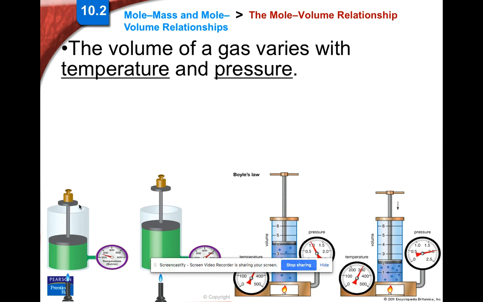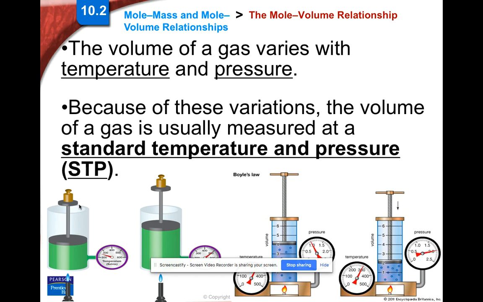Now, you can change the volume of a gas by changing its temperature or its pressure. Because of this, whenever we do gas problems, which we may get to later in the year, we always talk about gases at a standard temperature and pressure, which we call STP. It's just so that when we're comparing one gas to another, we can use the same temperature and pressure because, as we just said, at the same temperature and pressure, they have the same volume.